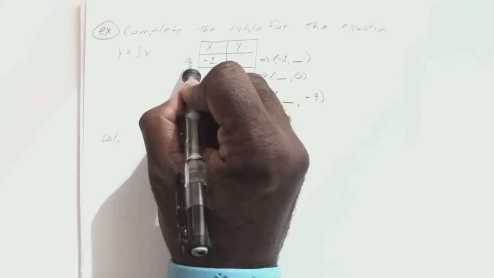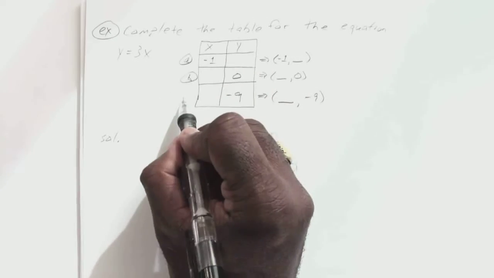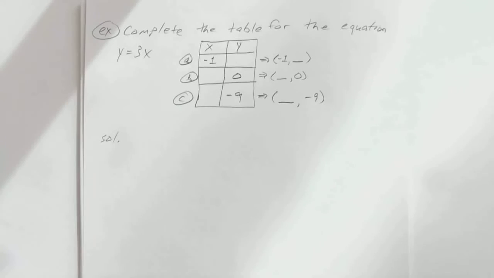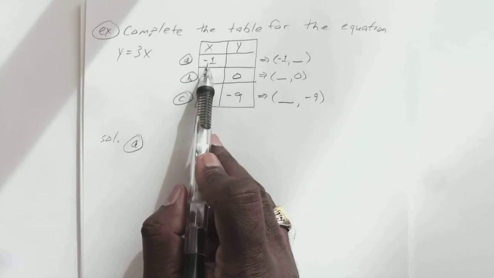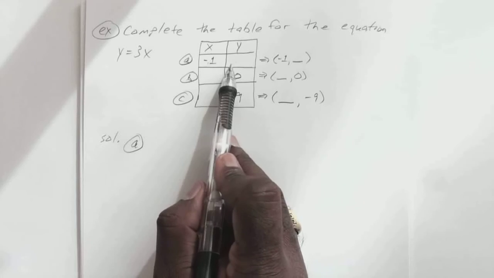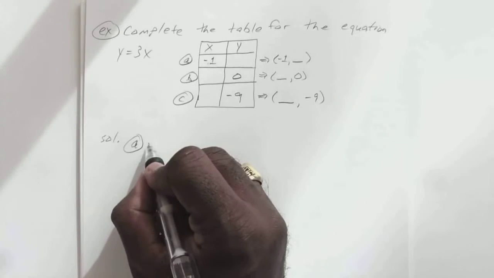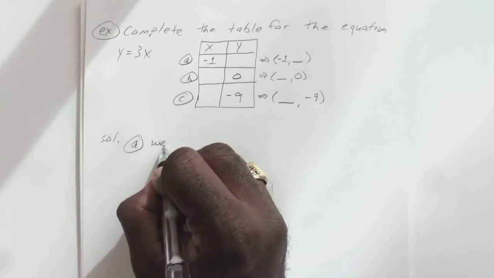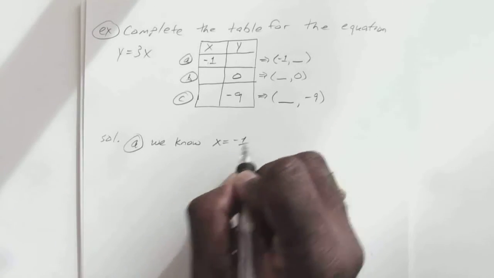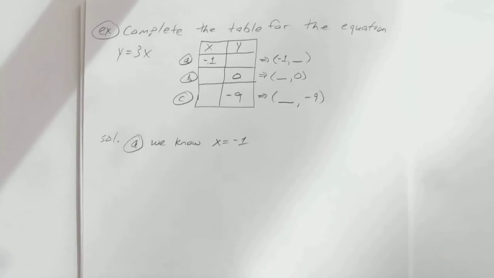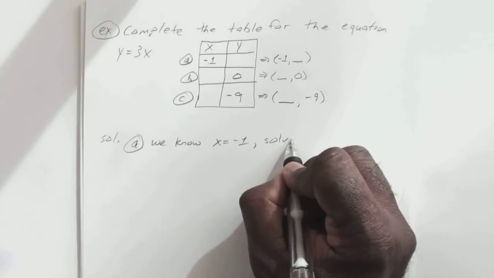And we'll call this A, we'll call this one B, and we'll call that C, just to kind of clear it up. Okay, so we know for A, they gave us x is -1. So we just have to solve for y. Okay, so we know that x is equal to -1. And solve for y.